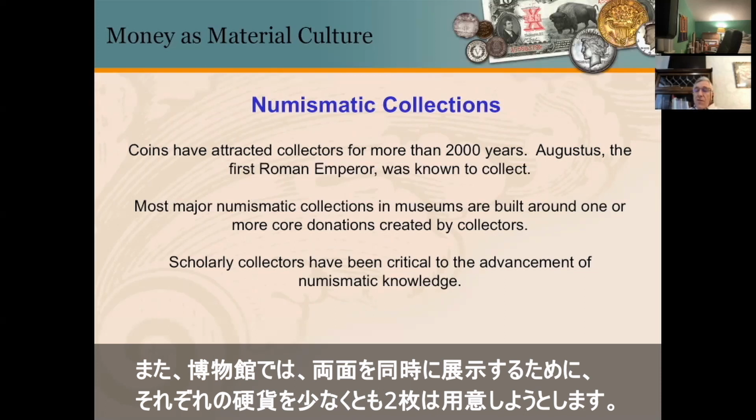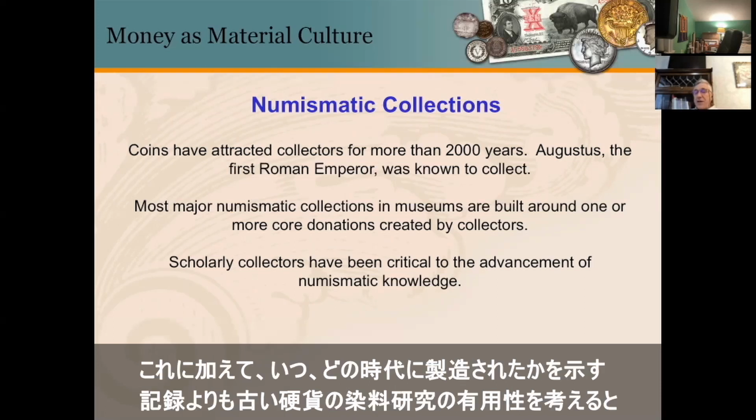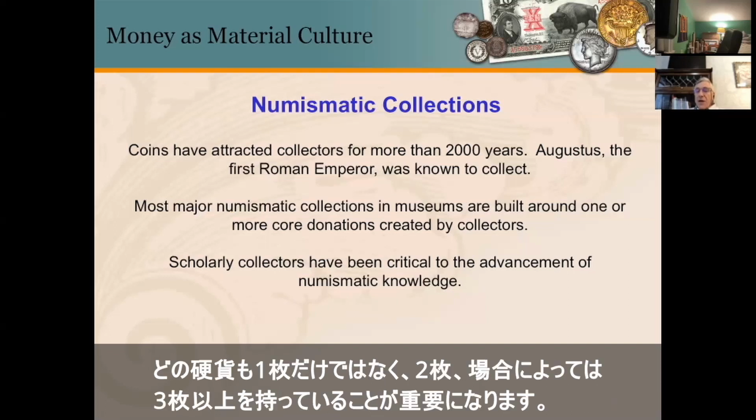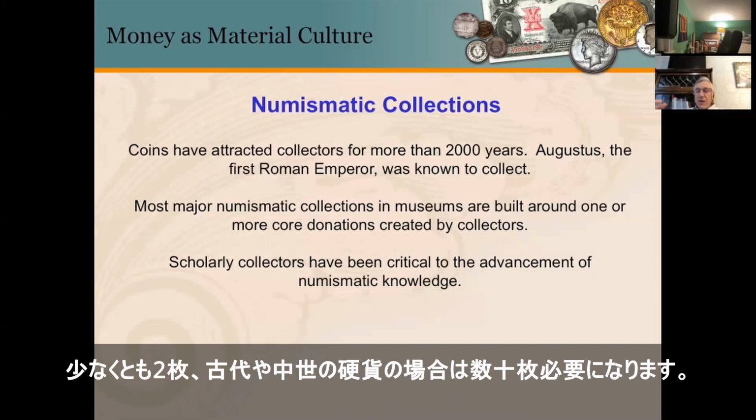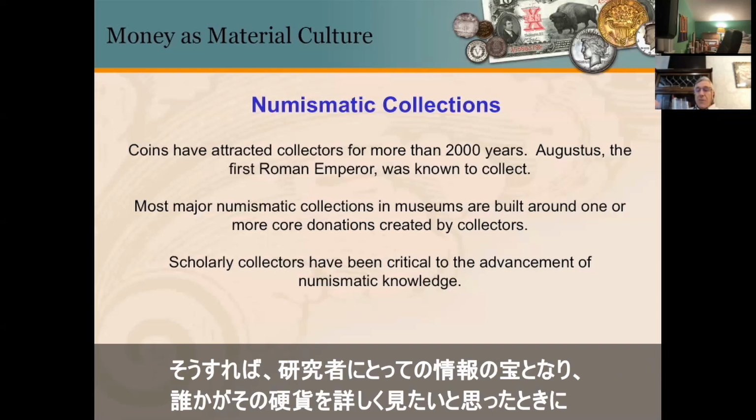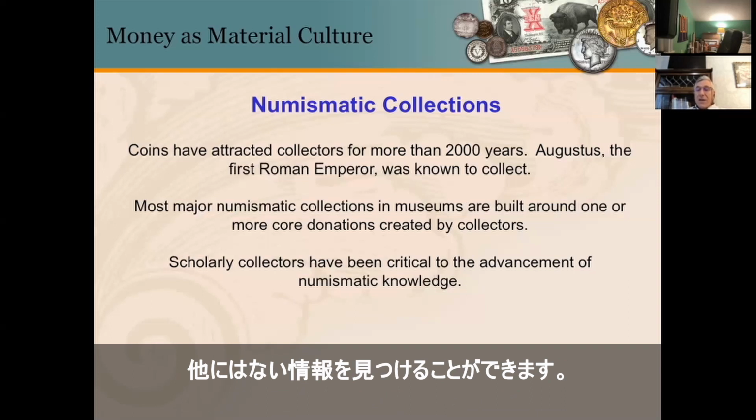And for display purposes, museums like to have at least two examples of each type in order to display both sides simultaneously. When you combine this with the usefulness of die studies for older coins, coins that are older than any existing records that identify when and exactly how they were produced, it becomes useful to have more than just one example of any given coin. You want at least two, and in some cases for ancient coins or for medieval coins, you might want dozens of them so that they become a repository of information for researchers when somebody wants to look at these coins in detail. They can find information that may not exist anywhere else.